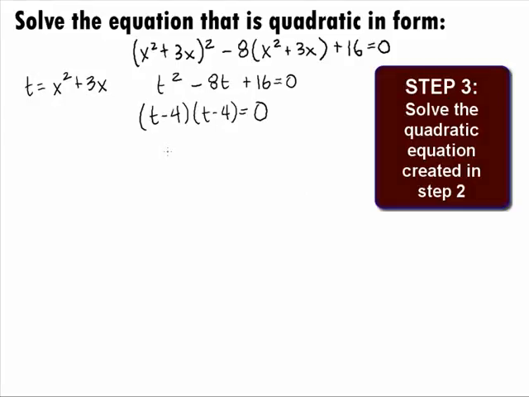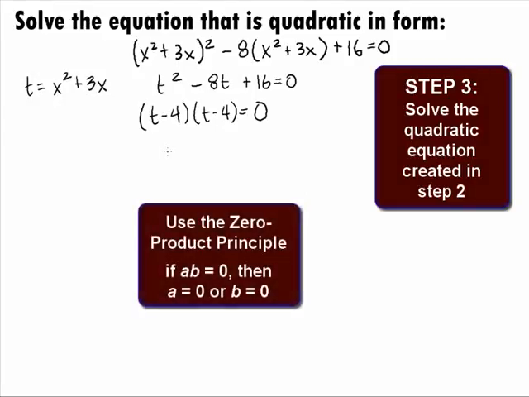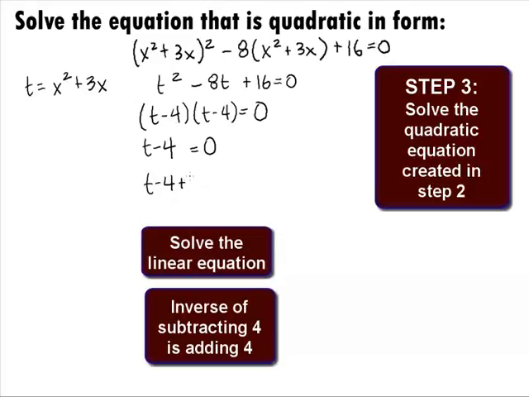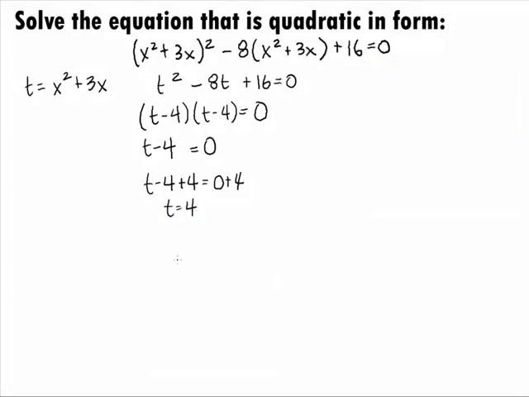Since we have a product of factors set equal to 0, we can use the zero product principle and set each of these factors equal to 0. Since both factors are the same, we only need to do this one time. So we will get t minus 4 equals 0. Doing the inverse operation and adding 4 to both sides, we get t minus 4 plus 4 equals 0 plus 4, which will simplify to be t equals 4.